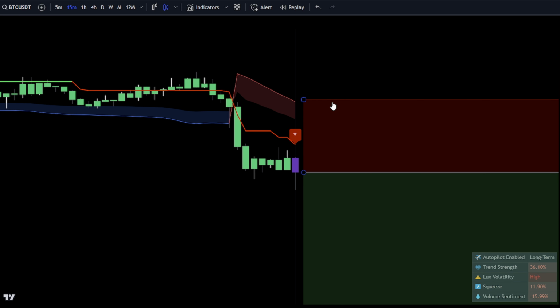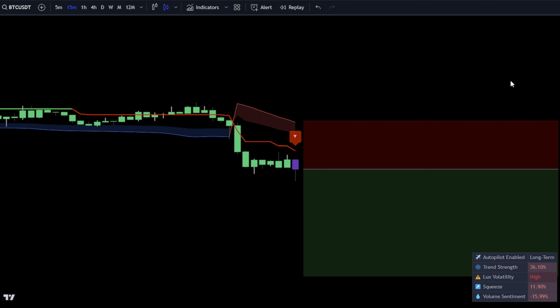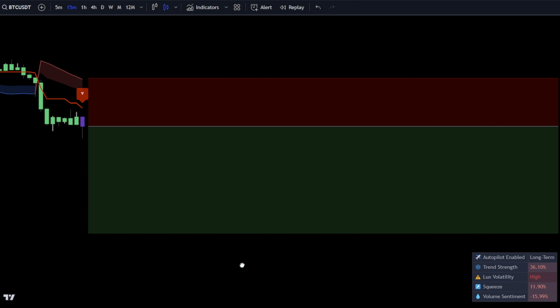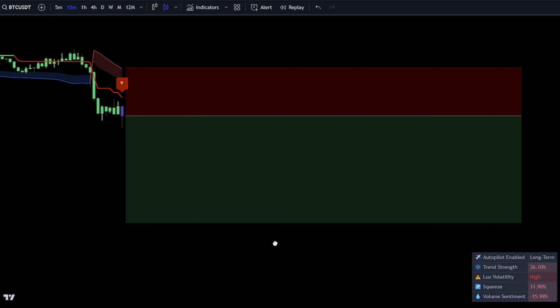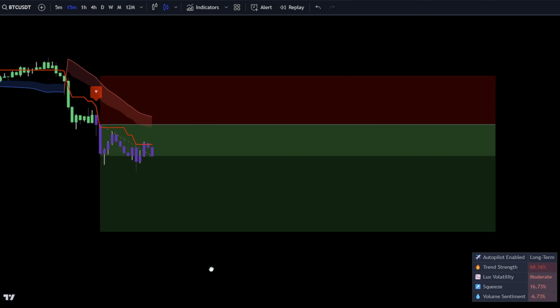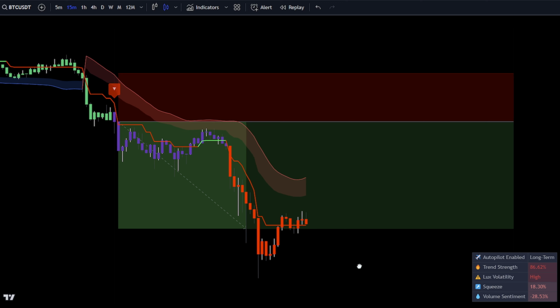Trend strength isn't that strong but is bearish. Volatility signals caution and the squeeze is low, indicating no price compression. Volume sentiment leans towards selling activity. With these conditions in place, we have confirmation that a sell trade is valid at this moment, even if it's not a high probability setup.